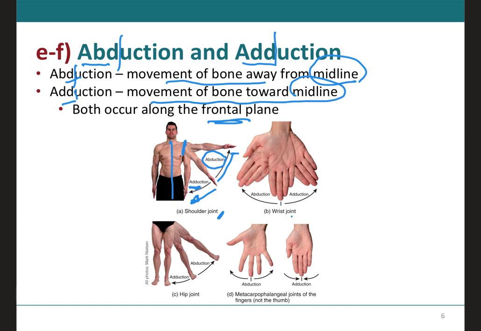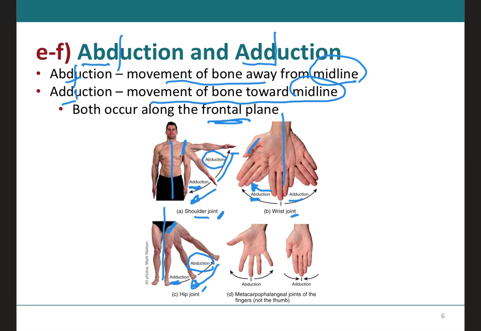Same thing occurs at the wrist. So this is your midline. If you're bringing it away, see how this is your thumb. So you're moving it away from the body. This would be abduction. If you're bringing it closer to the body, it would be adduction. For the hip, similar to the shoulder joint. So this would be your hip joint right over here. If you move your thigh away from the midline, this would be abduction. If you bring it back to the midline, it will be adduction.